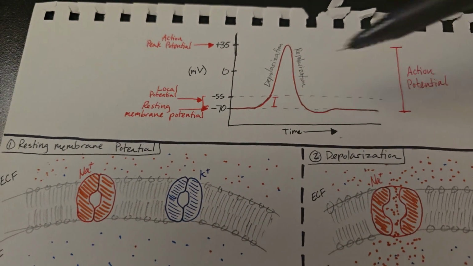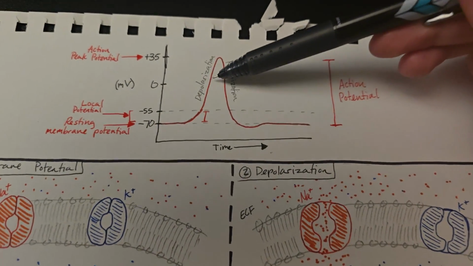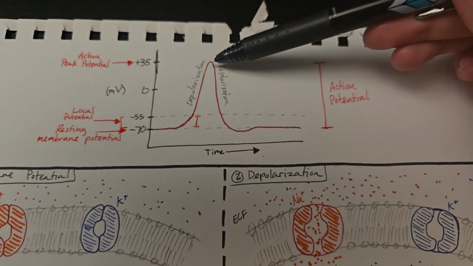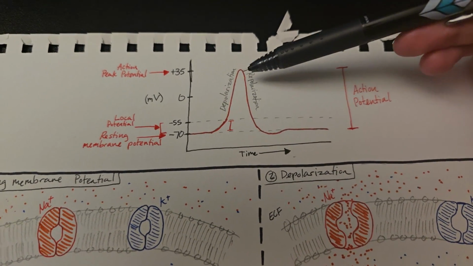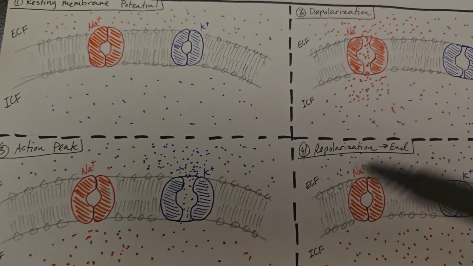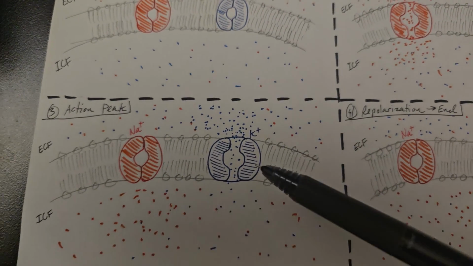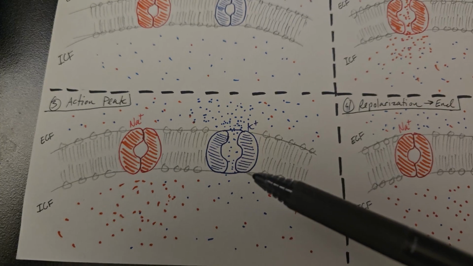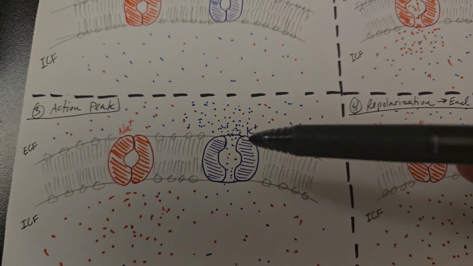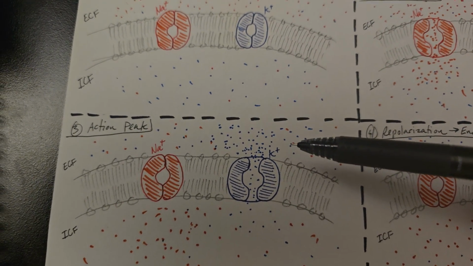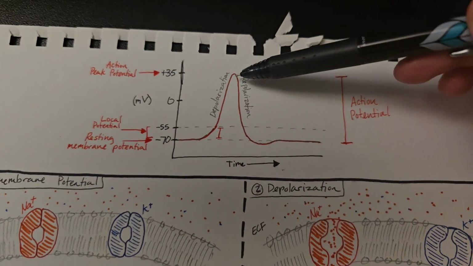As it continues up, it's going to reach 0 millivolts and then eventually get to the peak at positive 35 millivolts. At this action potential peak, it's going to close the sodium gate and open up the potassium gate a lot more. This will allow the potassium ions to diffuse from the intracellular fluid to the extracellular fluid. That'll be happening up here.